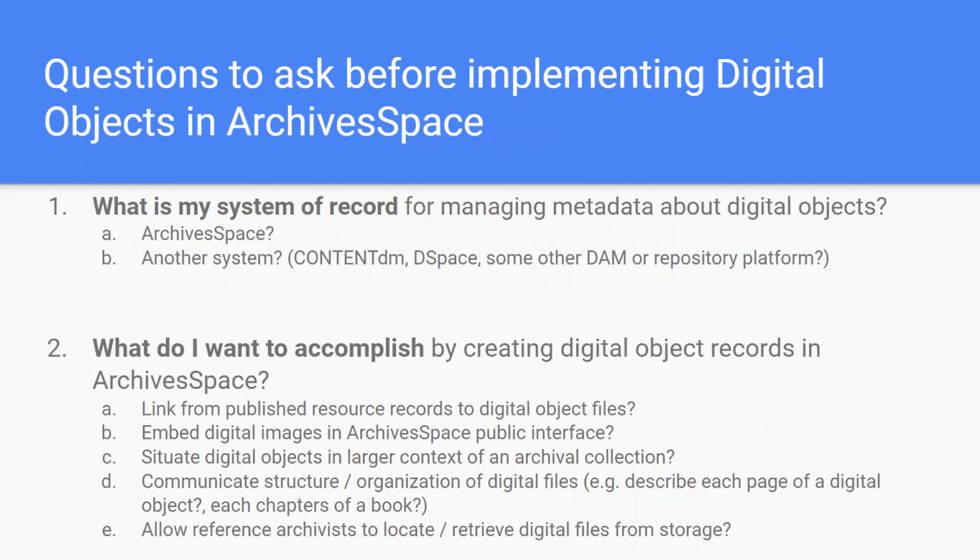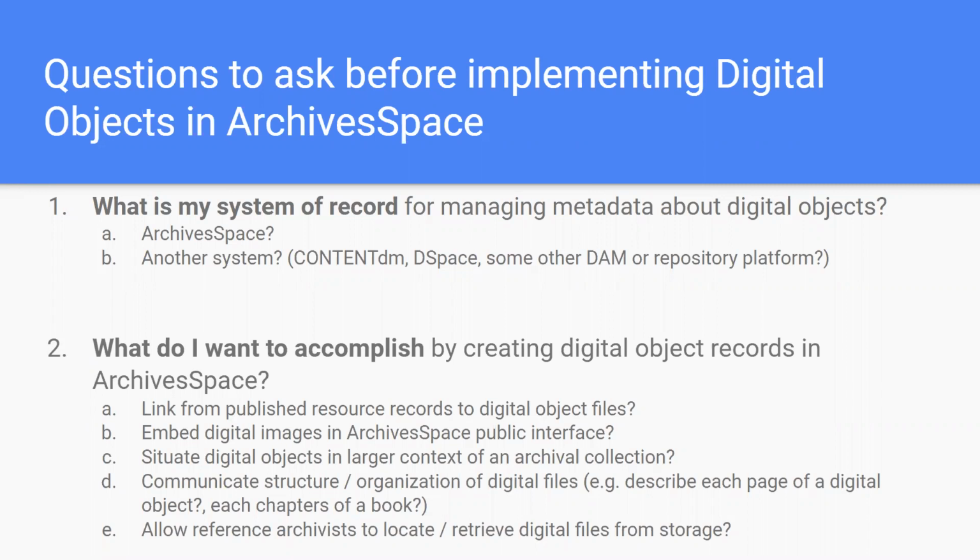So before you start implementing or creating digital object records in ArchivesSpace, I thought that I'd list some questions that you might think about before implementing. And I think this is really important. Think really hard about what is your system of record for managing metadata about digital objects in your institution. One option might be that it is ArchivesSpace. Another option is that you have another system, again, something like ContentDM or DSpace or another repository platform.